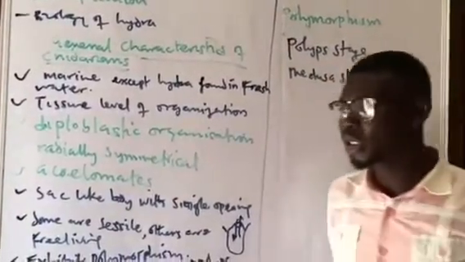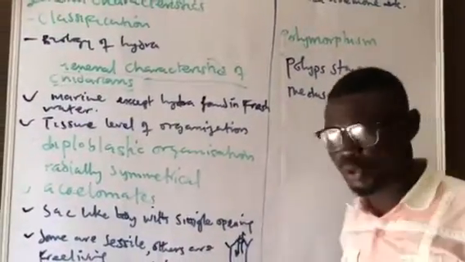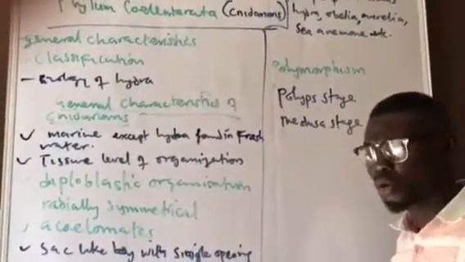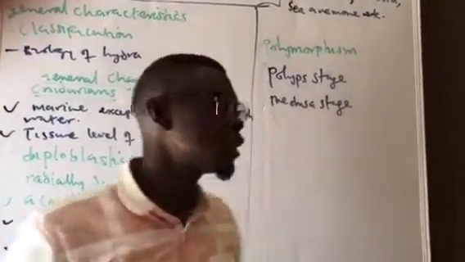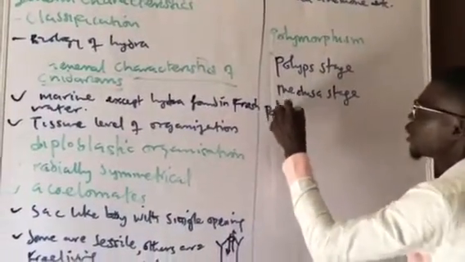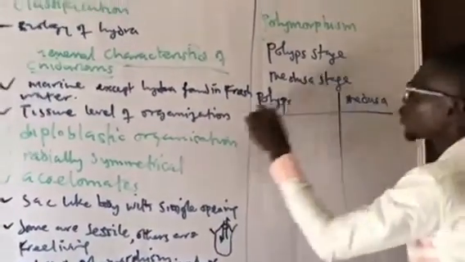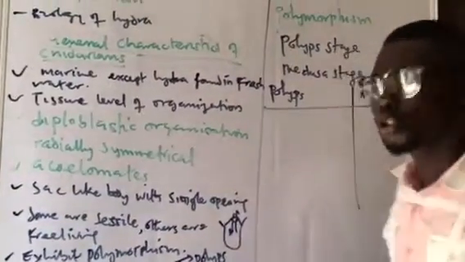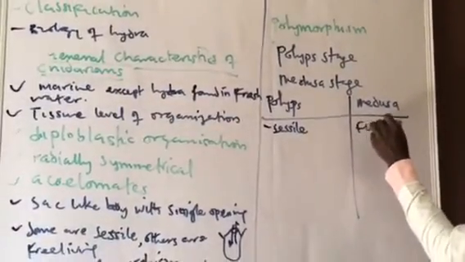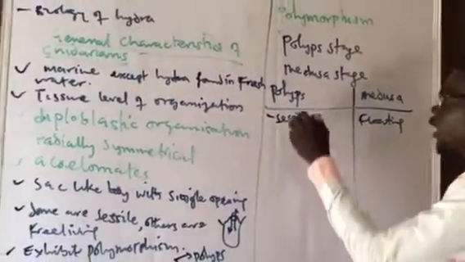Some species have the polyp as the dominant stage, some have the medusa as the dominant stage. However, what are the forms, the shapes, and the characteristics of the polyps and the medusa? Let's compare them. The polyps are usually sessile. When we talk about sessile, we simply mean that they cannot move. They have a sedentary lifestyle.